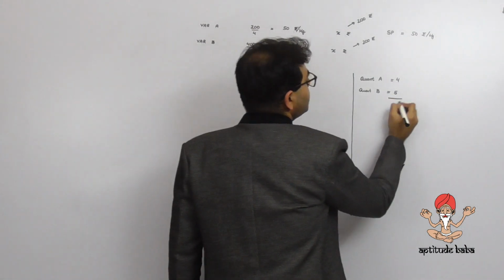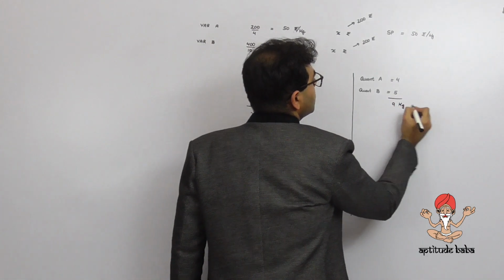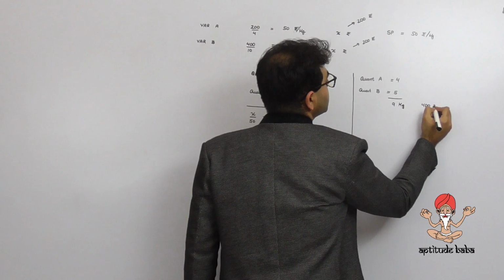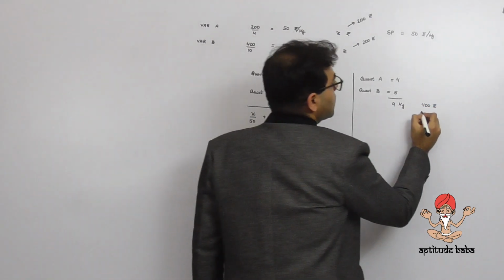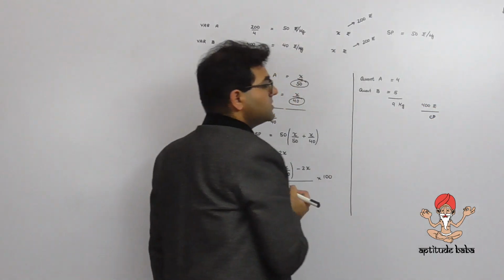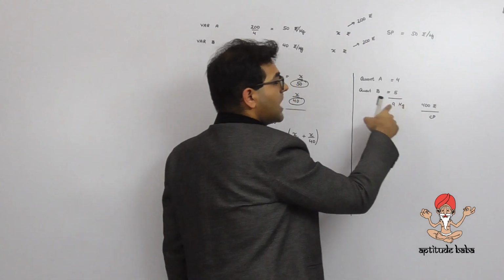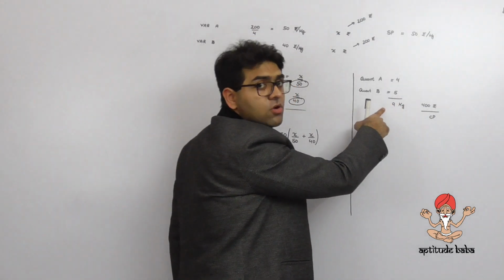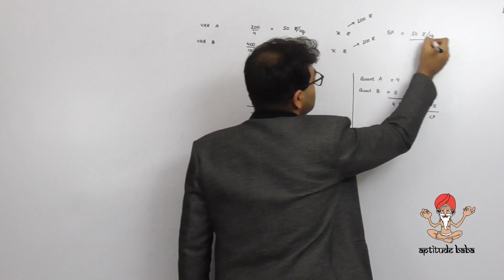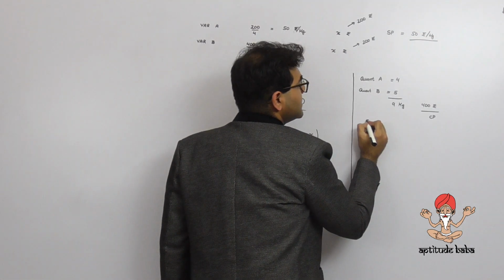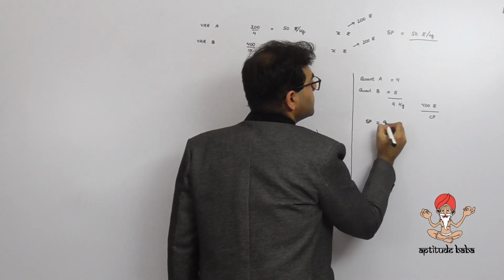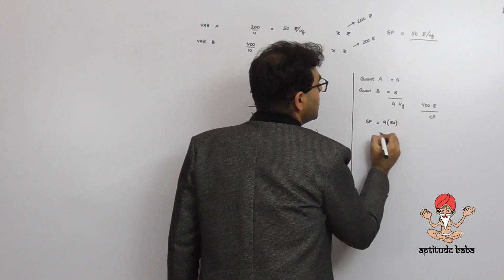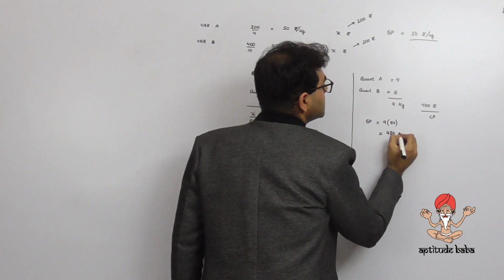In totality, I have purchased 9 kg for a total of 400 rupees. So can I say my total cost price is 400 rupees? And in these 400 rupees, I have purchased 9 kg of oranges. Selling them at 50 rupees per kg, can I say that the total selling price will end up becoming 9 times 50, or 450 rupees?